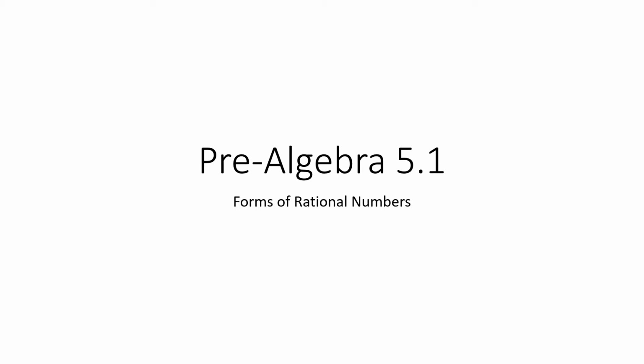Hello class, I'm working out of your Pre-Algebra book 5.1, Forms of Rational Numbers. To get started in defining a rational number, it's any number that can be written as a over b, where a and b are whole numbers, except b cannot be equal to 0.